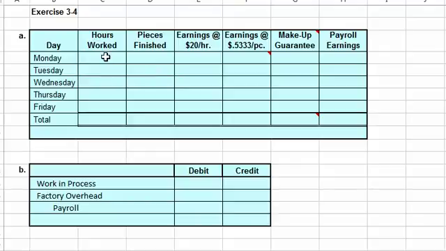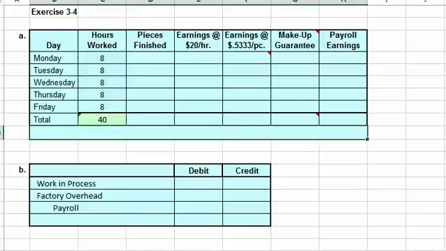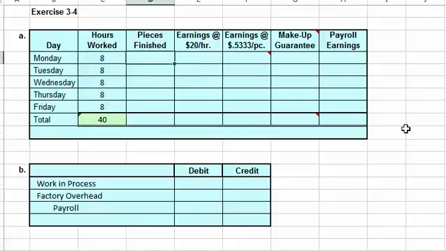So let's do Monday, hours worked, 8 each day. So we'll go ahead and fill those in. And our total here, of course, will be 40 for the week. Alright, how many pieces did she finish each day? 300 for Monday, so she just hit the target on Monday. On Tuesday, not such a good day, 260 units. On Wednesday, 420 units. On Thursday, 440 units. And then on Friday, 280 units.